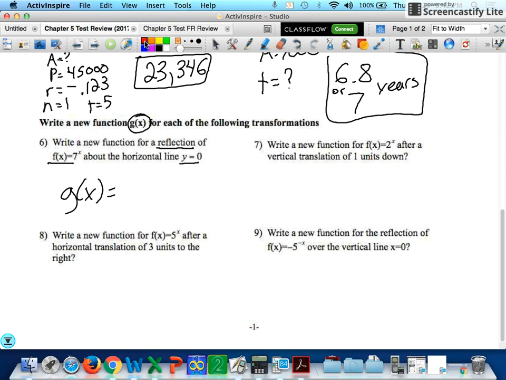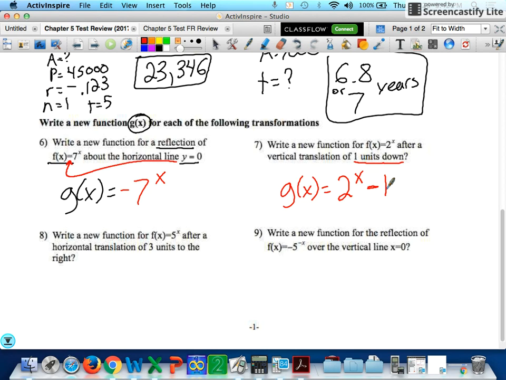Well, when I reflect over the y equals 0 line, I know that means I have to change the sign out front. So our answer is negative 7 raised to the x power. Nothing changed except for that sign in the very front. For my next one, I want to translate 1 unit down. So I have g of x equals 2 raised to the x power, and to translate 1 unit down, it's just a minus 1 out on the end. That's just the rules we learned.